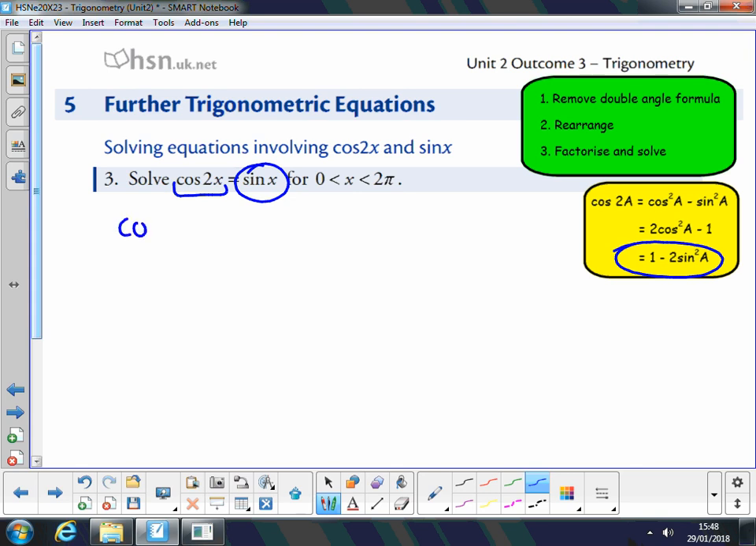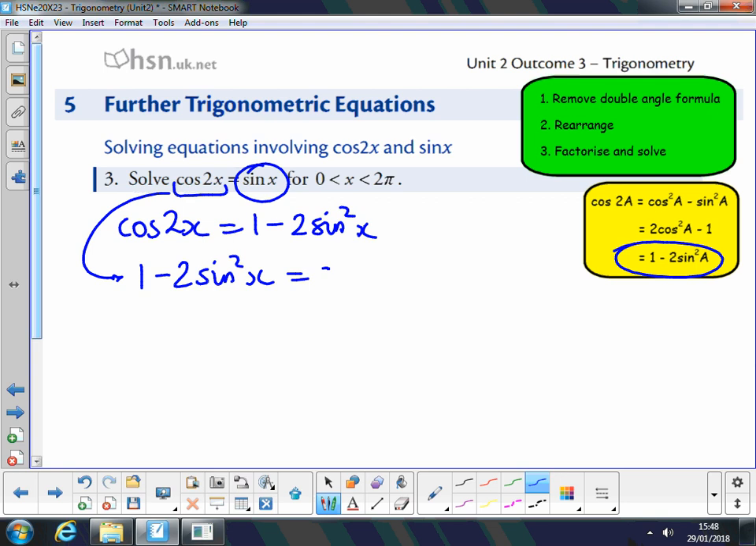Okay, I always write out what it is I'm going to be substituting in. So cos 2x is equal to 1 take 2 sin squared x. So from here we can say instead of cos 2x, we're writing 1 take 2 sin squared x, and that's equal to sin x. Okay, we are going to rearrange, move everything over to one side. Personally, I don't like to work with a negative sin squared x.